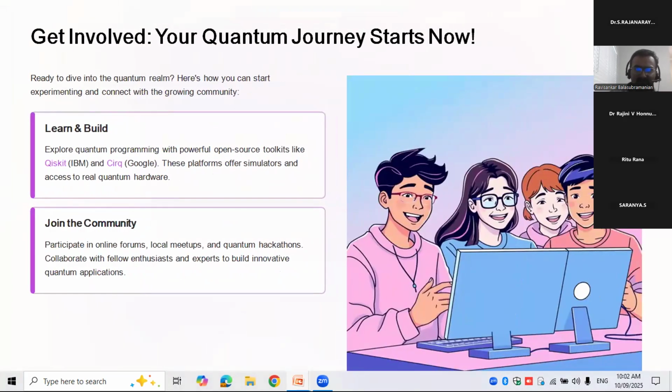Okay, so let's start the quantum journey. Ready to deep dive into quantum, start exploring and start experimenting. Open source tools are also available. In the previous session, Anand explained about Qiskit, and Google also has the Cirq platform. We can explore more and join the community, online forums, local meetups and quantum hackathons, and collaborate with peers and experts to innovate quantum applications. If you join, we will get more knowledge about this. Okay, we'll start the journey.